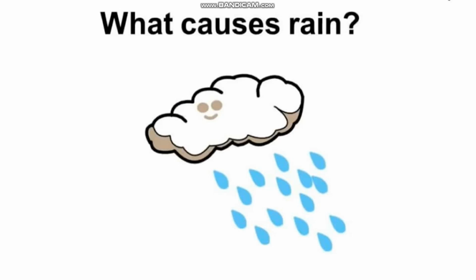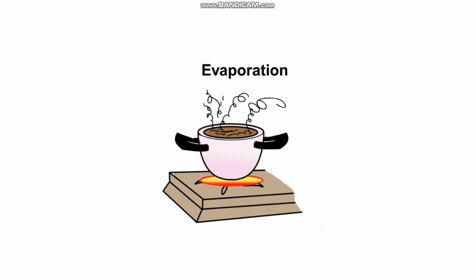how does it rain or what causes rain? Before this, first let us understand two processes: evaporation and condensation. You have seen in your kitchen when your mother boils water, it changes into steam or water vapor. This changing of water into water vapor or steam is called evaporation.